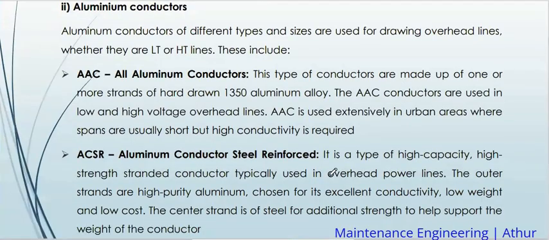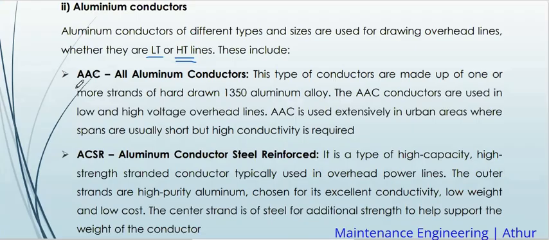We have aluminium conductors, different types and sizes. They are used for drawing overhead lines, whether they are low tension or high tension. Something I didn't talk about is high tension and low tension. When we talk about low tension, generally they mean low voltage, that is at the secondary distribution after the transformer. Then high tension, they mean from the substation to the 33 and 11 kilovolts.